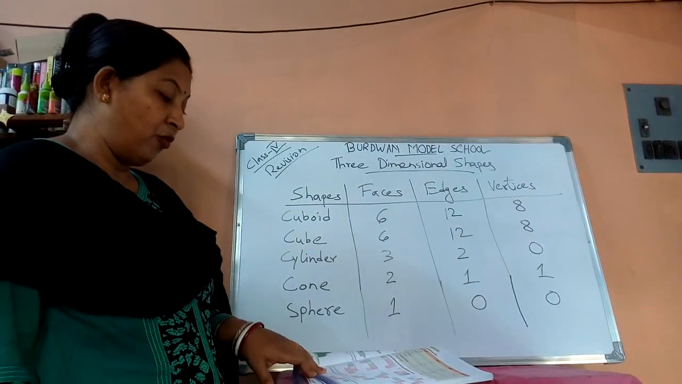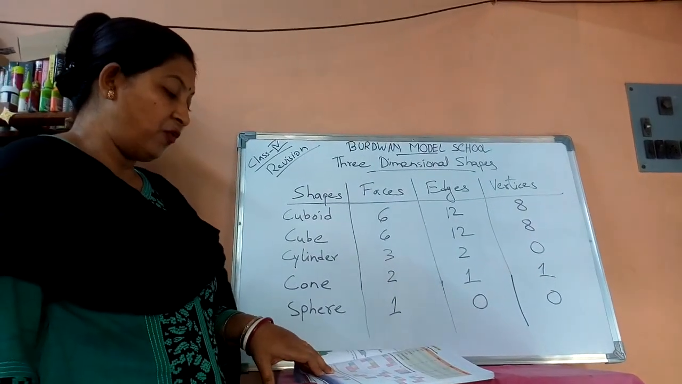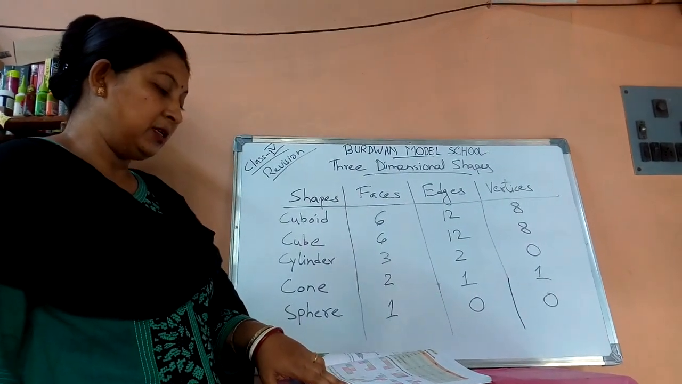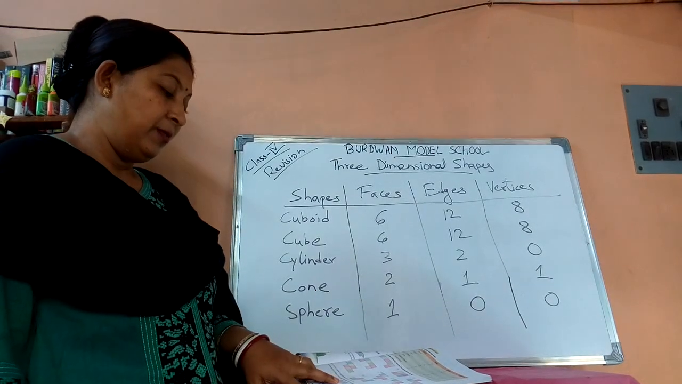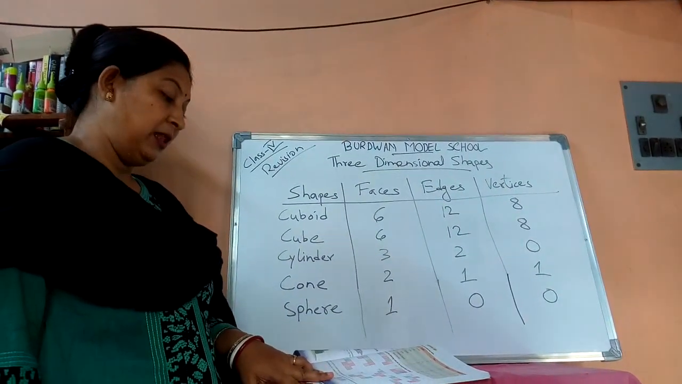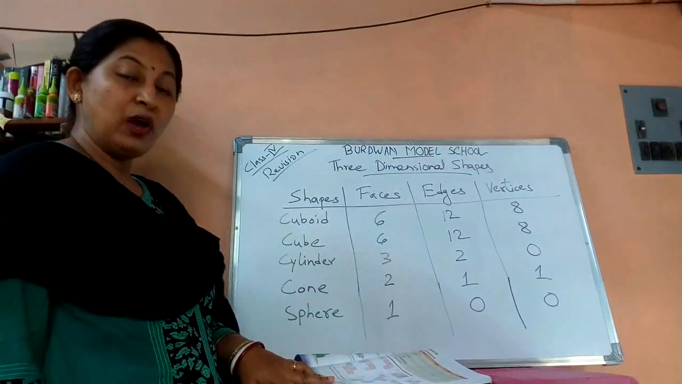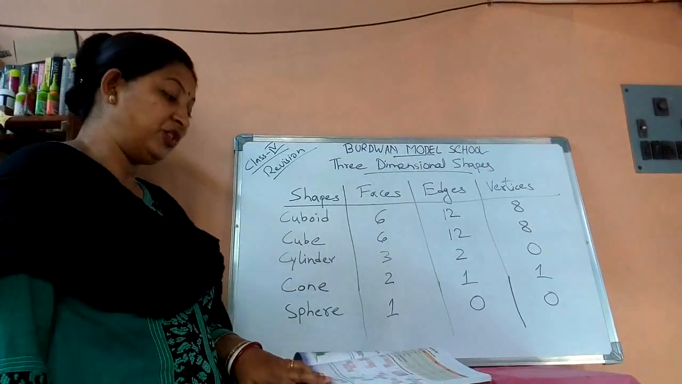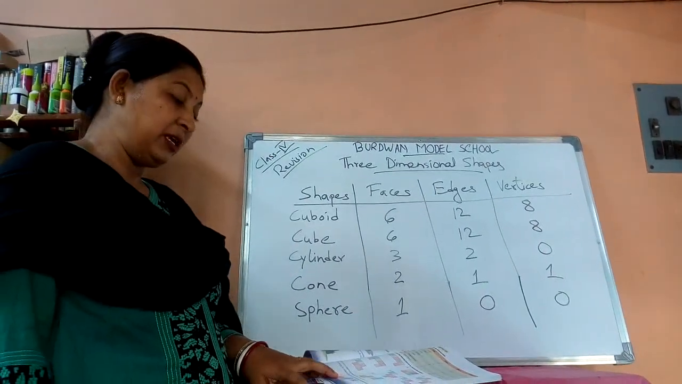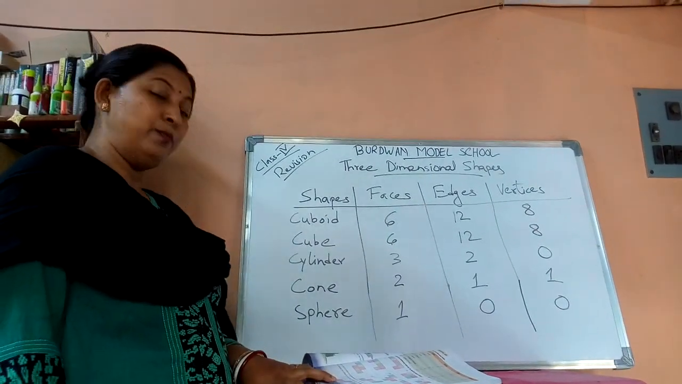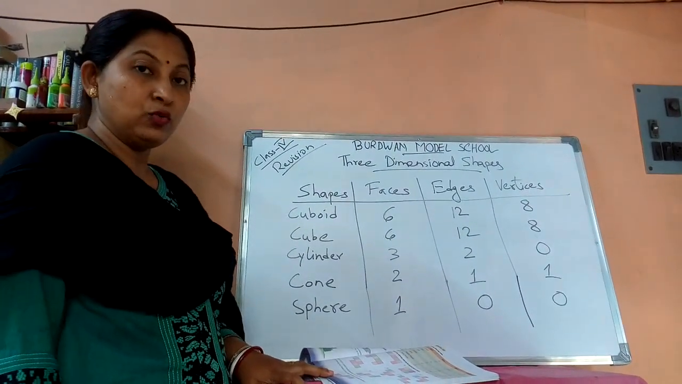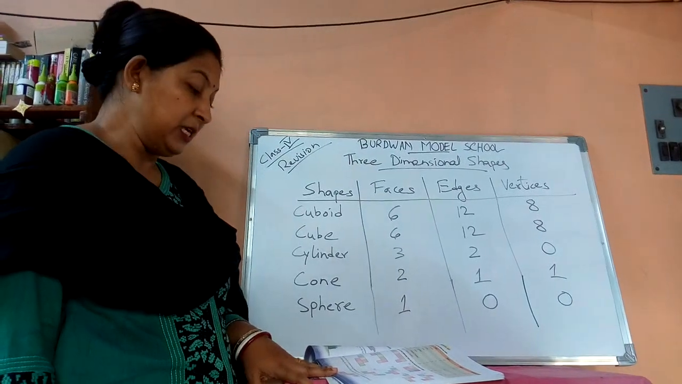Next is question number 4. The following net is folded to form a cube. Which letter will lie opposite the letter E? Here one picture is given. When you fold it, it will become a cube, and you have to identify which letter will be opposite to E. When you fold it, naturally the letter B will be opposite to E because it is in the middle. So the middle one will be opposite to E.